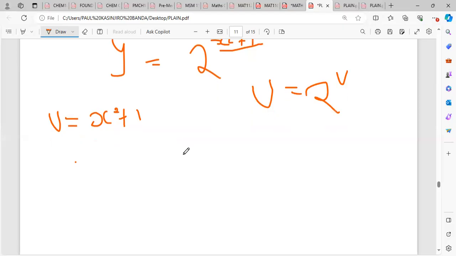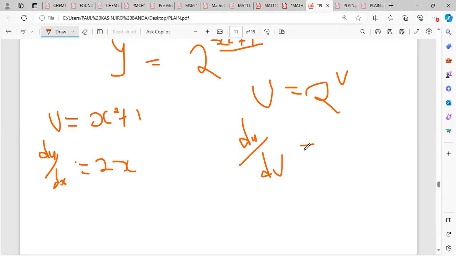So from this, I can find my du/dx. What do I get when I find my dv/dx? These two will come there, so this will just be 2x. The derivative of a constant number will be 0. Then I come to this one, it's 2 raised to power v. Here I'm finding du/dv.